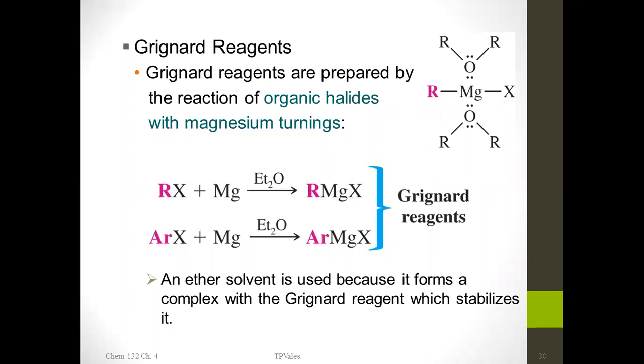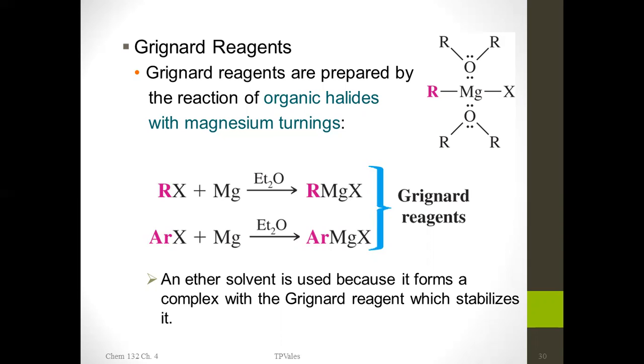One of the organometallic compounds that is usually used in reactions are the Grignard reagents. Grignard reagents are prepared by the reaction of organic halides with magnesium turnings. Magnesium turnings, I don't know if you have already used this in general chemistry. They are like strips of magnesium metal. So it's not a salt, it's not in solution, it's not aqueous, it's not Mg2+. It's still a metal, which is malleable, like a solid.